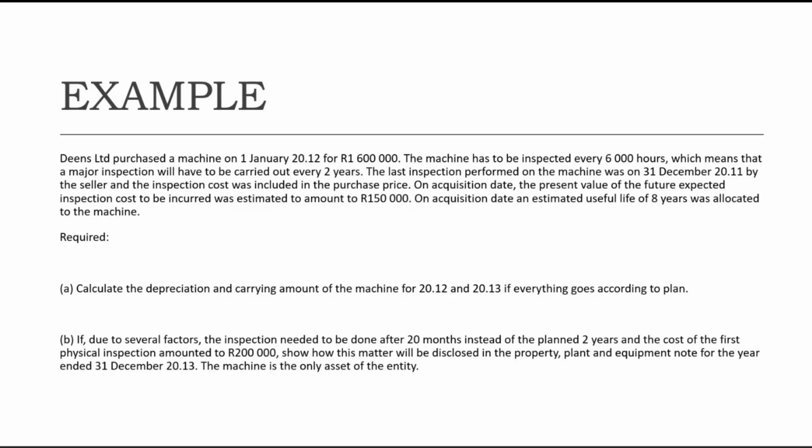And the inspection was done by the seller. And the inspection cost was included in the purchase price. On acquisition date, the present value of the future expected inspection cost to be incurred was estimated to amount to 150,000. On acquisition date, an estimated useful life of 8 years was allocated to the machine. Do you understand the question?